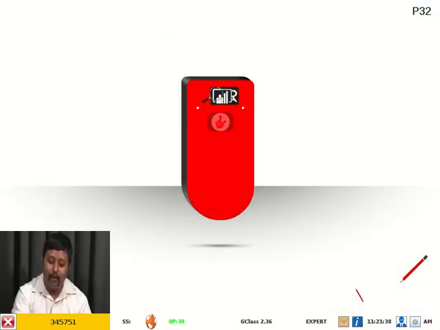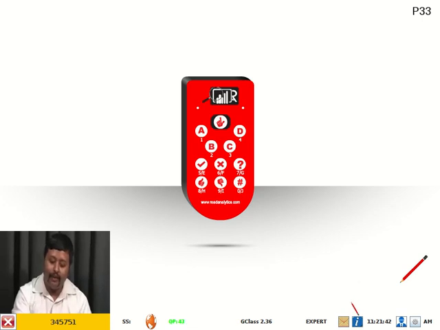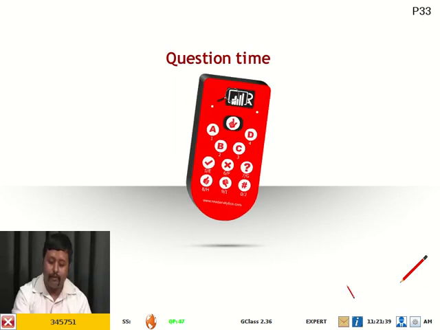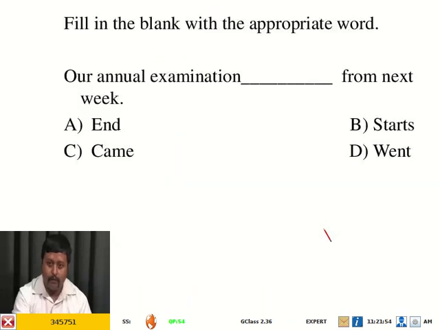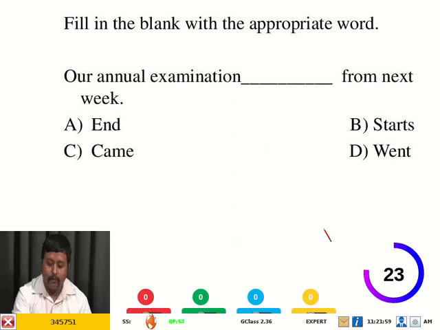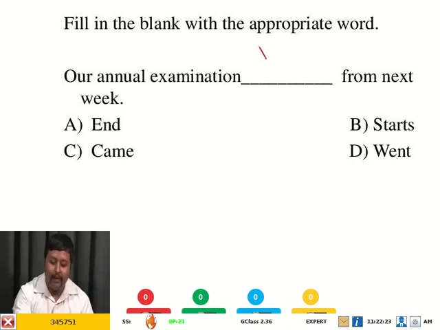Okay, so one more question. Get ready with your clickers, all of you. You'll have 30 seconds again to answer the question. Okay, time up. So what's the right answer? Our annual examination, that's from next week. Answer would be what? Option B, starts.